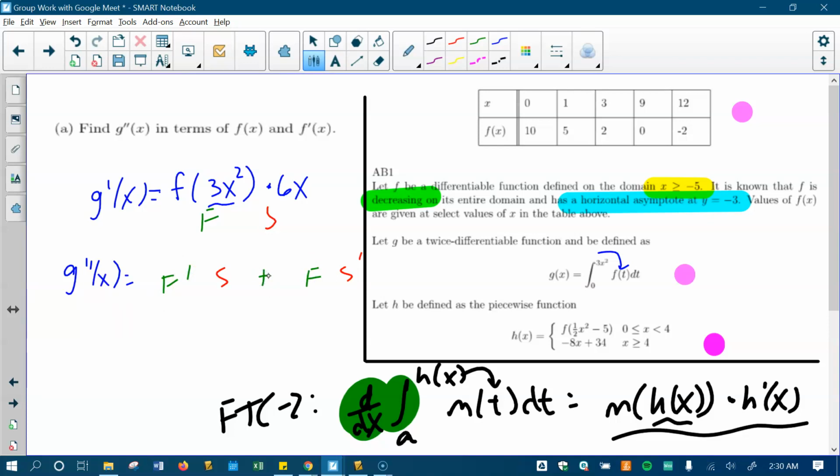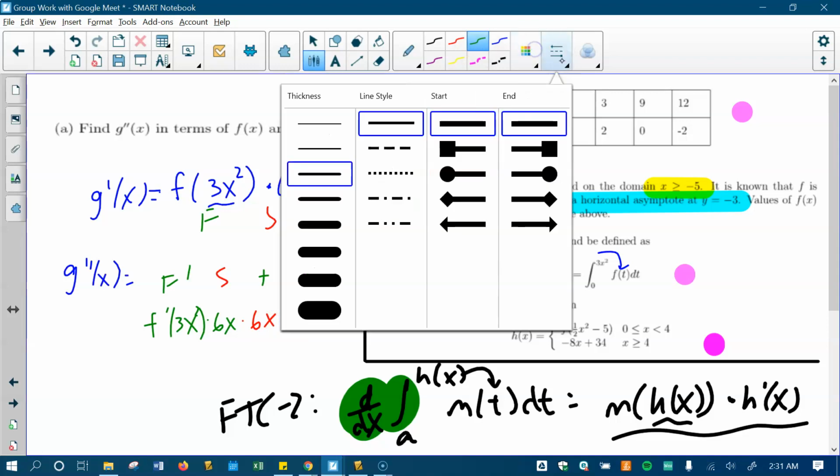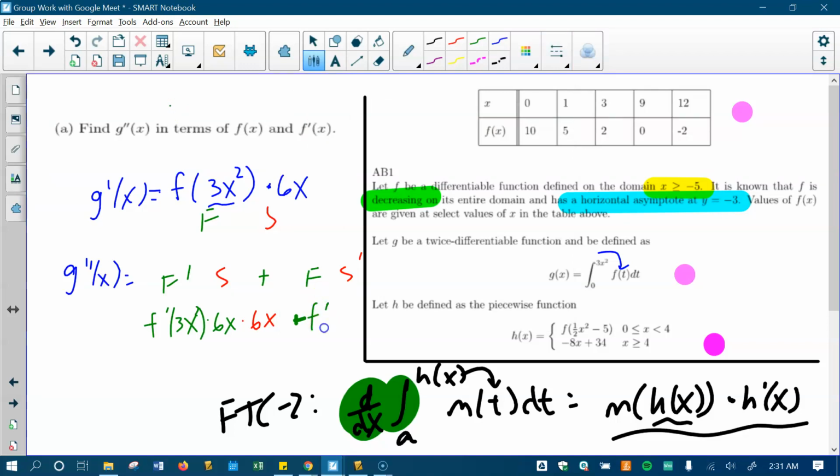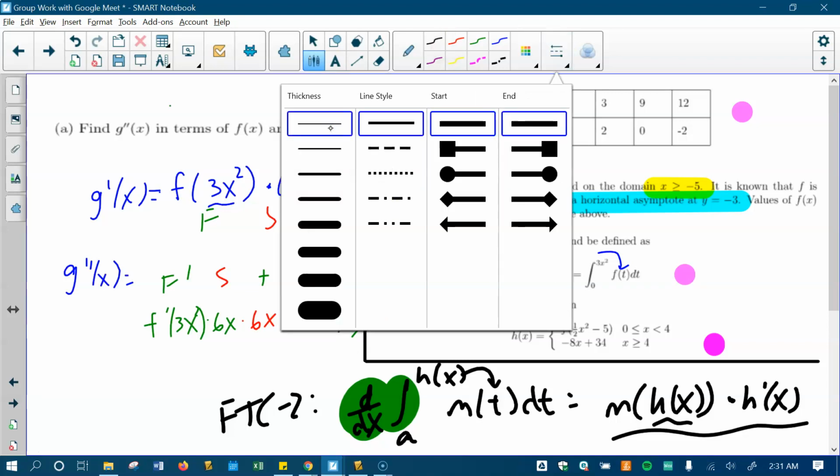Okay, so the first is going to be f prime of 3x squared times 6x, and then times another 6x, plus the first, which is f of 3x squared, times the second prime, which is just going to be 6. And I believe that is the answer.